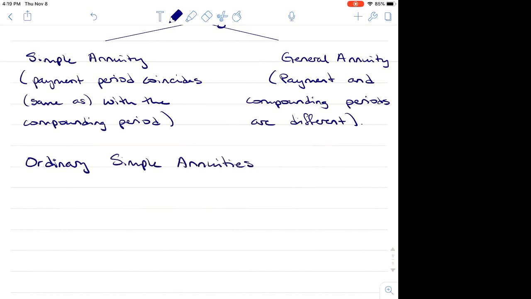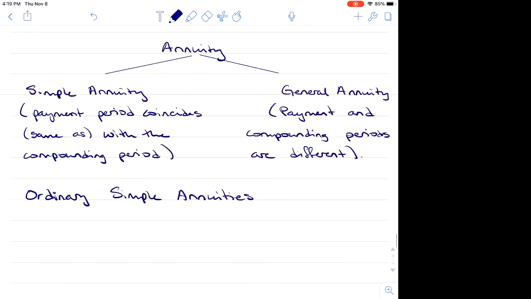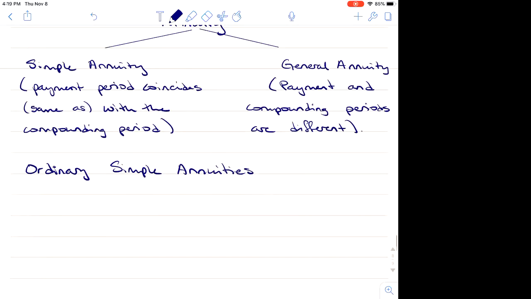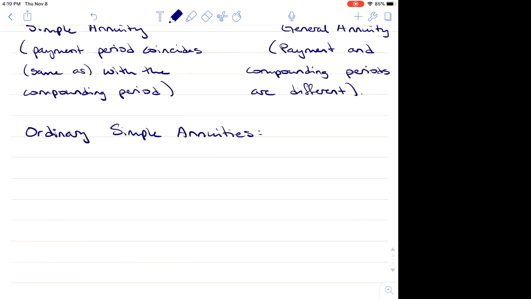I don't think there's a set order that you have to say these in. I think you could say simple ordinary annuities. I don't see a reason why not. So that just means that it's a payment at the end of each payment period that also coincides with the compounding period. Exactly. So I'll just highlight this as a new section-ish.